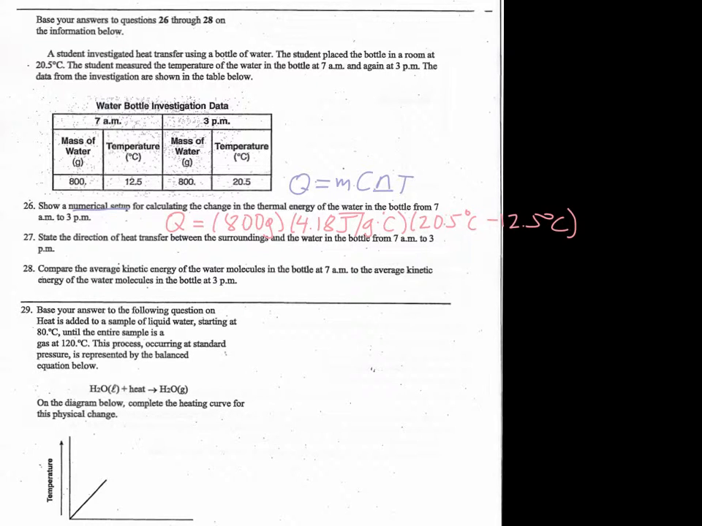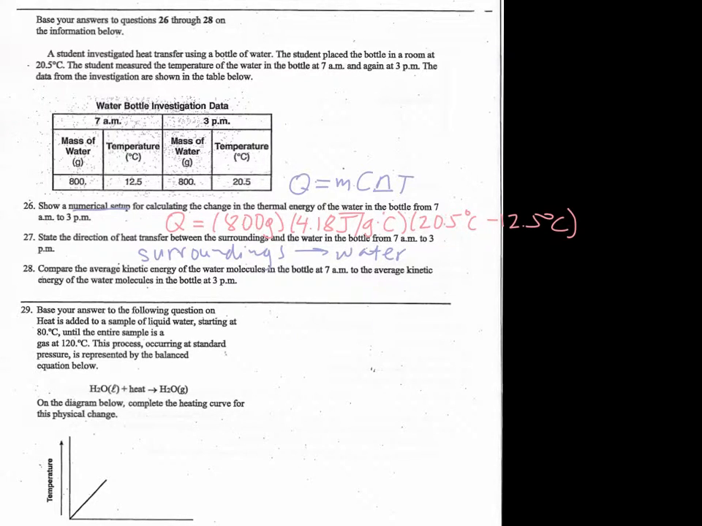Number 27 now, we're looking for a direction of heat transfer. Remember from high to low. So if the water in the bottle raised temperature, that means it gained heat. That means it must have gained the heat from somewhere else. So it went into the water. And where is it going to go? From the surroundings. So the surroundings was actually warmer at first. It went from the surroundings into the water, which is why the water raised its temperature.